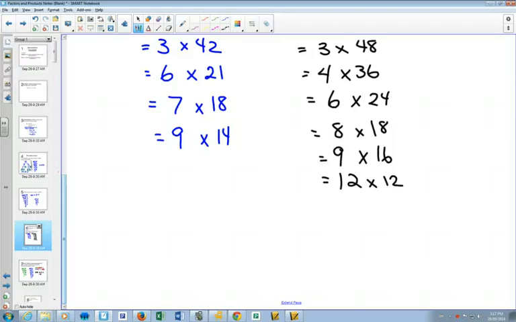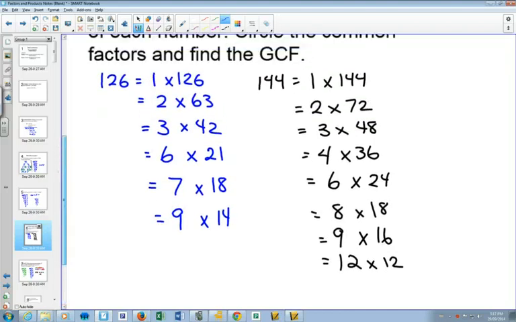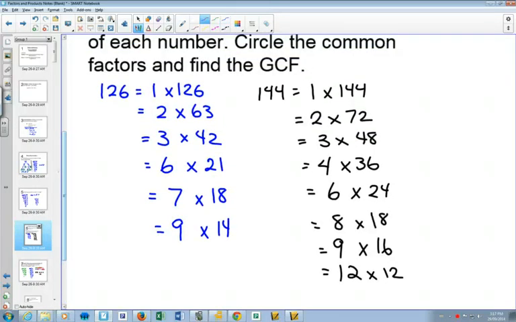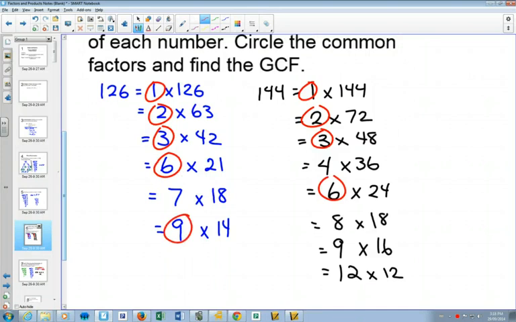So now that you've created this big list of each of them, you look for the ones in common. Ooh, they both can be divided by 1. That's not the biggest one, though. They both can be divided by 2. They both can be divided by 3. They both can be divided by 6, not 7. They both can be divided by 9. Coming around the other side, 18. 18 is the biggest one.